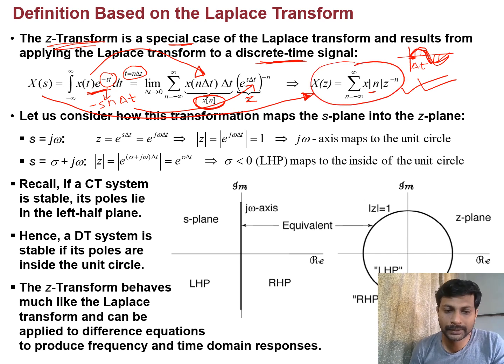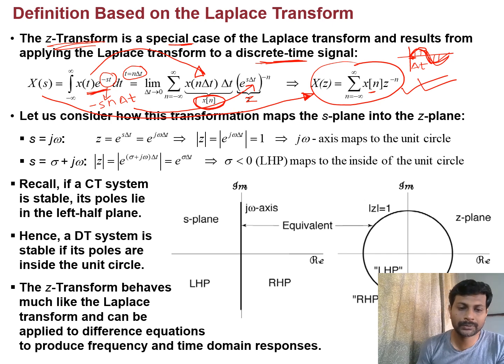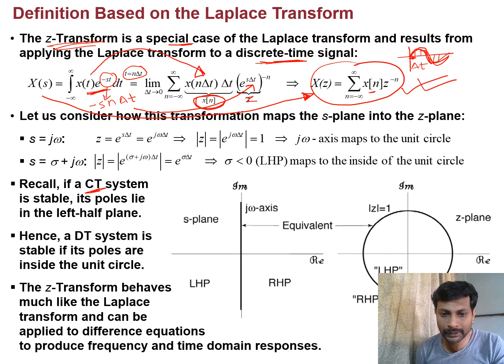Now let us consider how this transformation maps the S plane into the Z plane. The S plane can be represented by the real axis and the imaginary axis, and this is the total S plane. Now we can recall that a continuous time system is stable when its poles lie in the left half plane. Hence, a discrete time system is stable if its poles are inside the unit circle.